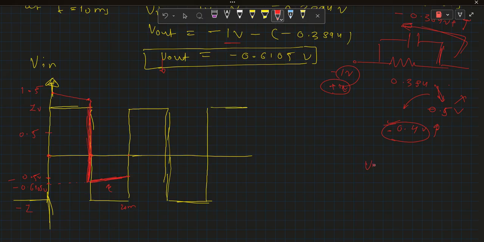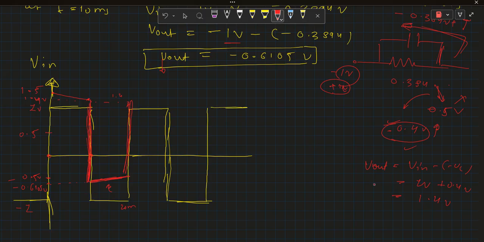Then V out will be 1 volt minus VC. Now the voltage is 0.4 volt instead of 0.5, so the overall voltage will become 1.4 volt. So the output will be 1.4, 1.5 volt. I am assuming this is 1.4 volt. So the waveform will look like this. It's not exact.